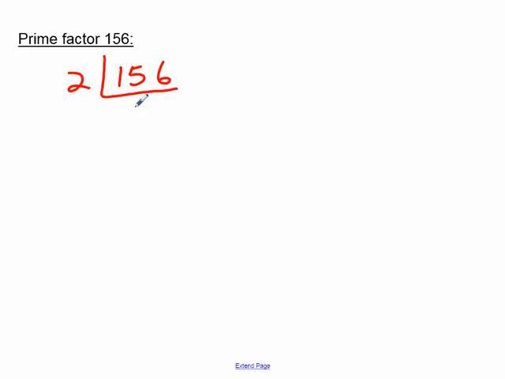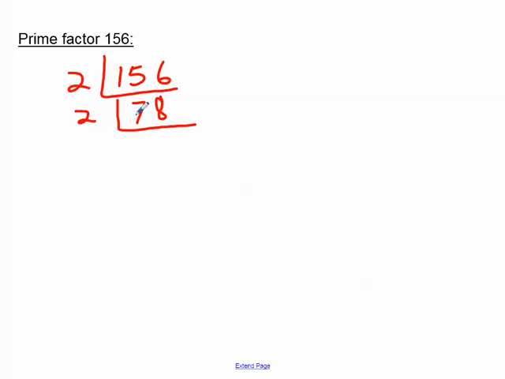156 divided by 2 is, let's see, 7, 14, 1, 6, 8 is what's left over. Sorry, 78. Pull out the 2 as a prime factor, and we get 78 left over. Is 78 divisible by 2? It still is, so we put another layer of the cake there.